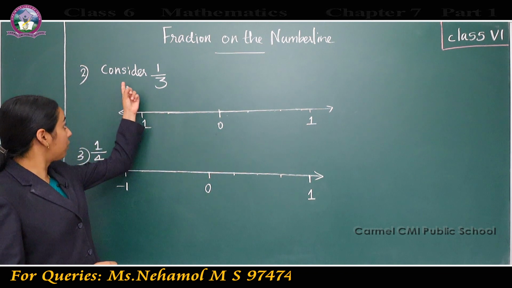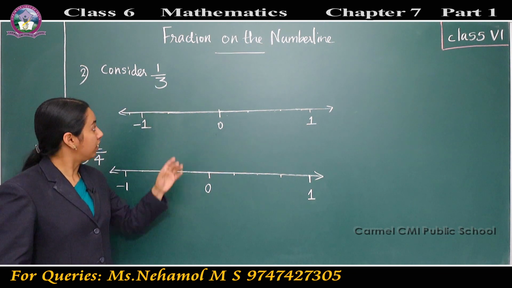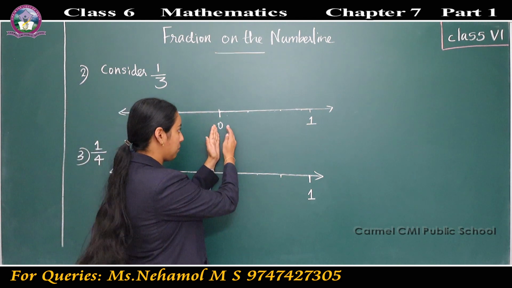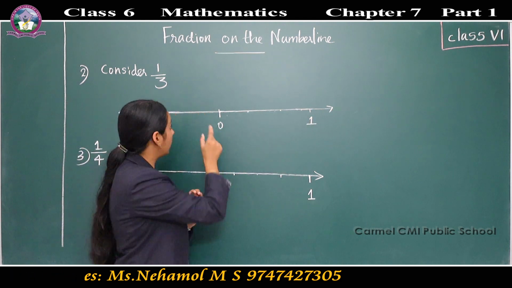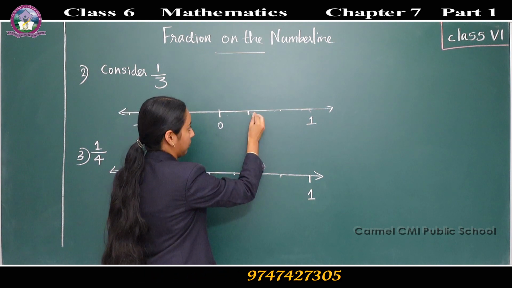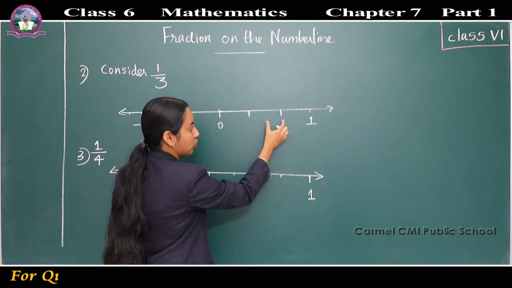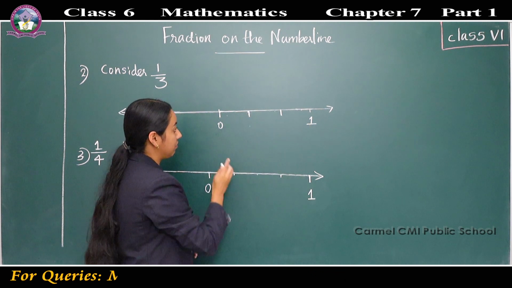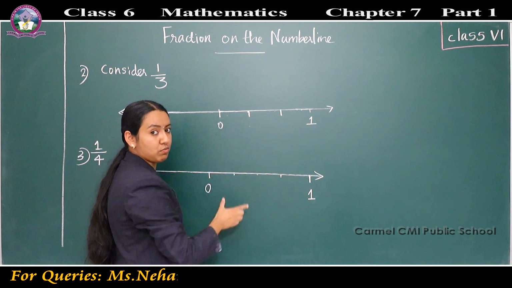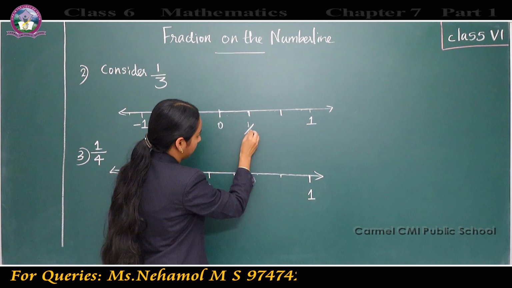Next one is 1 by 3. How can we represent 1 by 3 on a number line? We have to divide the length between 0 and 1 into 3 equal parts and represent one part as 1 by 3. 1, 2, 3. We divide the length between 0 and 1 into 3 equal parts.